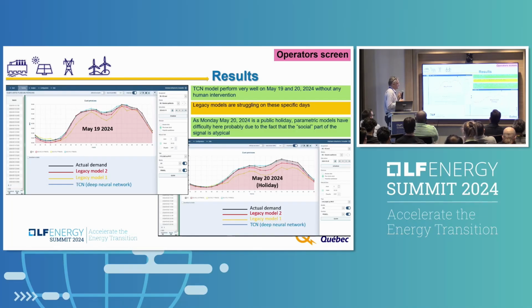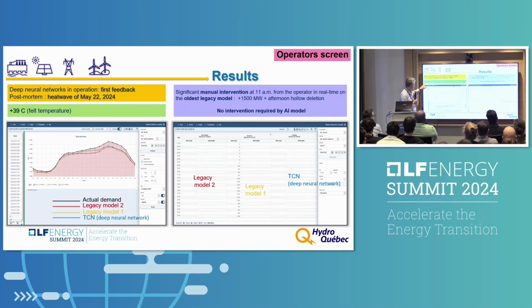And if we see the results some months after, for example this year in May, we see that our deep neural network model was very good on this Sunday. This was Sunday, and this was Monday, a holiday, and this is very difficult. It is more difficult to forecast the load on a holiday, and sometimes we have to put some corrections in the legacy models to be able to manage this type of day. What you see here is that the deep neural network was very good without any modification.